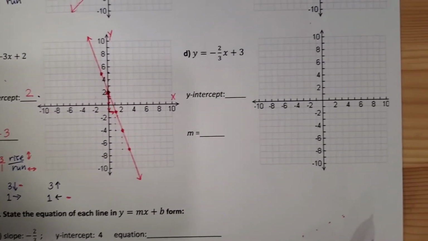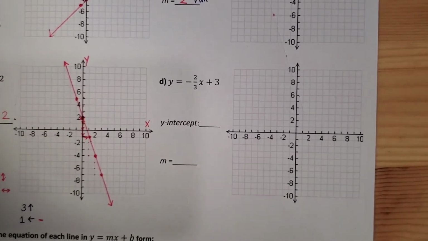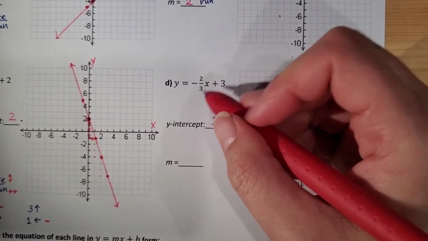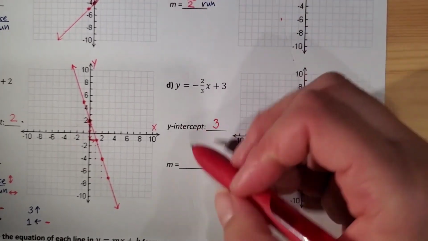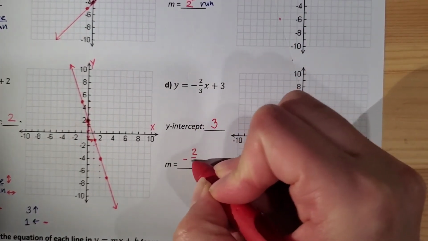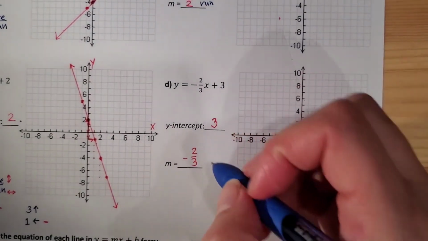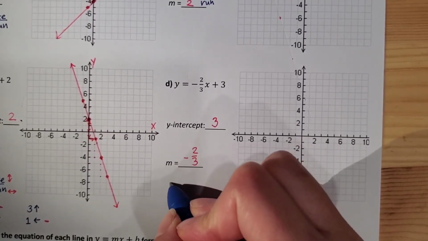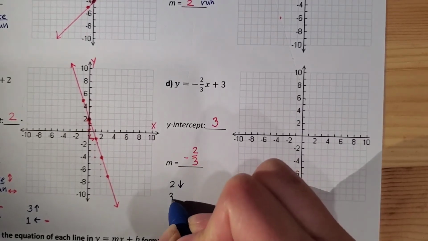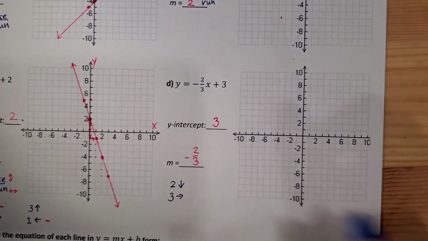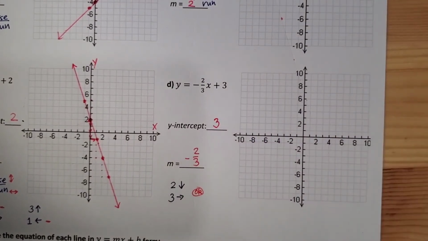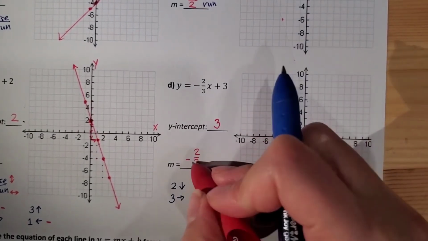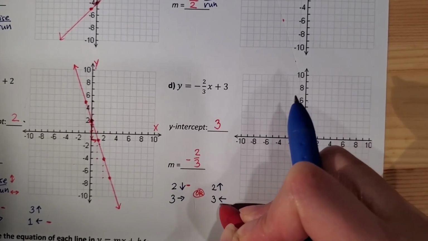For D, again, if you want to go ahead of me, please do so. Our y-intercept is positive 3, and y-intercepts can be positive or negative. The slope is negative 2 over 3. The two types of movements you're going to get, if you put the negative with the 2, are 2 down and 3 to the right, or 2 up and 3 to the left. Going down and going left is a negative movement.